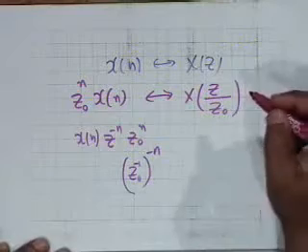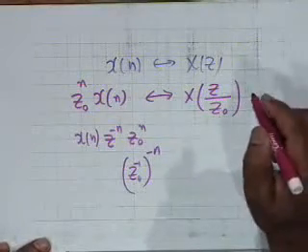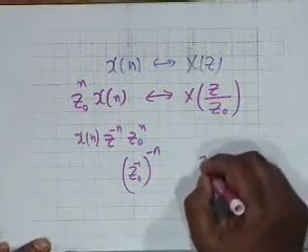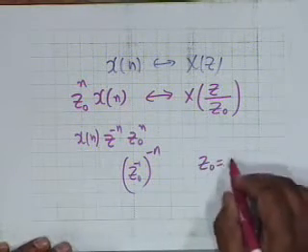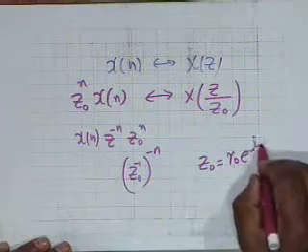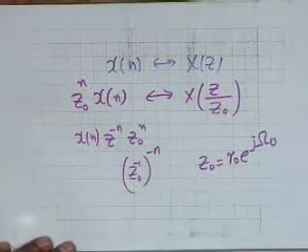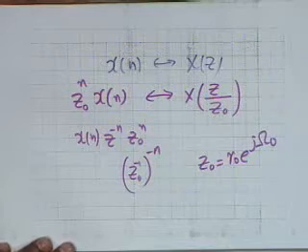Now z0 is in general a complex quantity. It's not necessarily an exponential. z0 could be of the form r0 e to the power j omega naught, and therefore it's not simple rotation. The ROC now is changed.